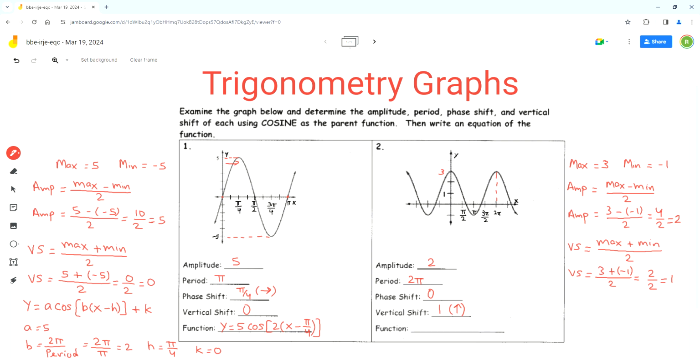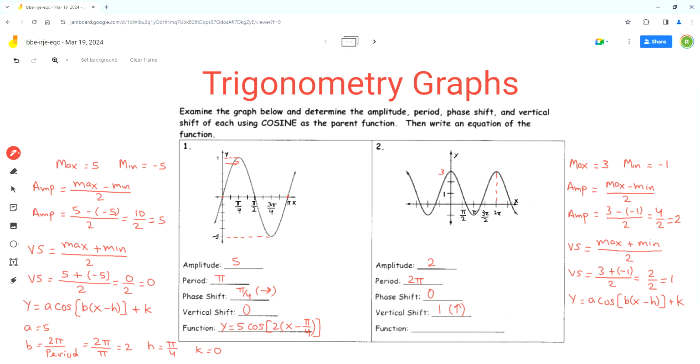Now we have to write an equation for this function, and we are given that we have to use the cosine function. So we'll start by writing the general equation of a transformed cosine function: y equals a cosine b parentheses x minus h, and then plus k.